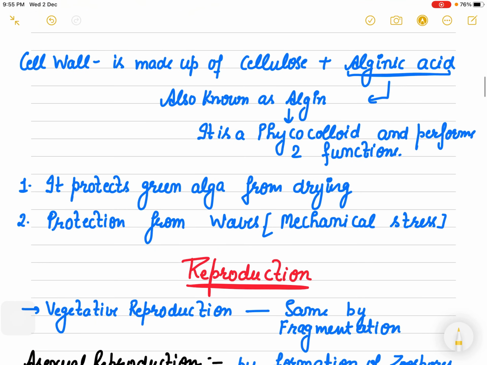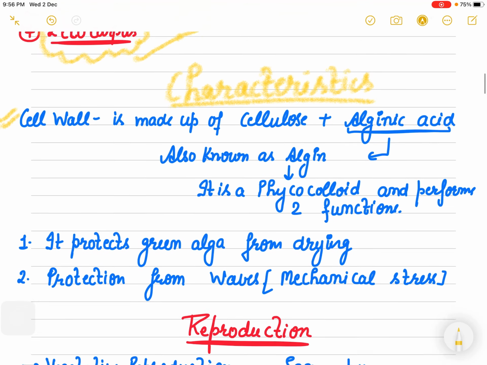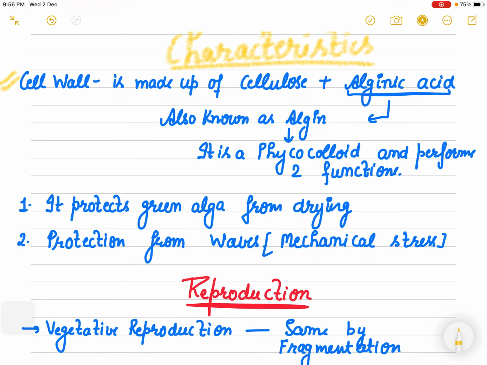And now let's move on to the basic characteristics of brown algae. Cell wall: last time what we did was pectose and cellulose, a double layer in green algae. Here the cell wall is made up of cellulose plus it also has alginic acid, which is known as algin. Very, very important question for your NEET. Algin is a phycocolloid and it performs two basic functions, right? And what are those functions?